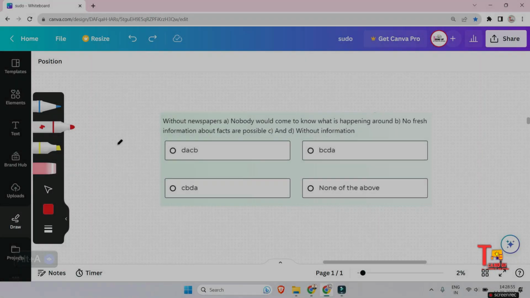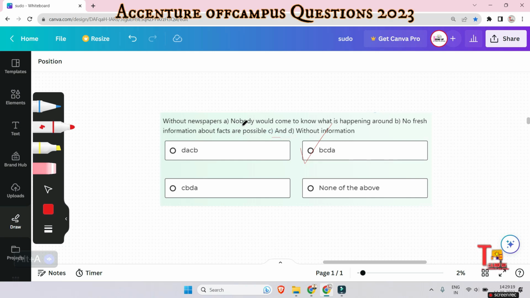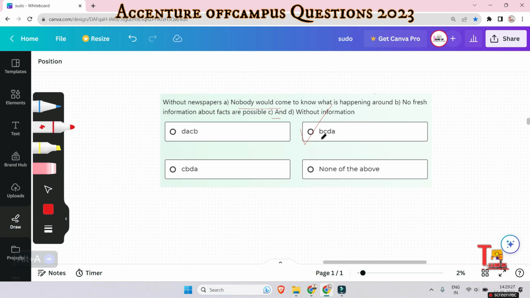This is the first problem. Try to pause the video and solve the question. Okay, I'm answering. The answer is actually BCDA. How am I answering? The opening sentence, without newspapers, no fresh information about facts is possible, is linked with another clause through the conjunction and, right? And it is followed by B, which is describing the consequence in A, right? So hence the answer will be BCDA, right?